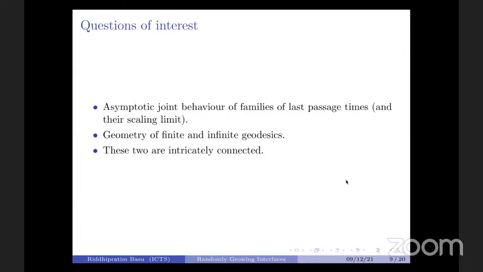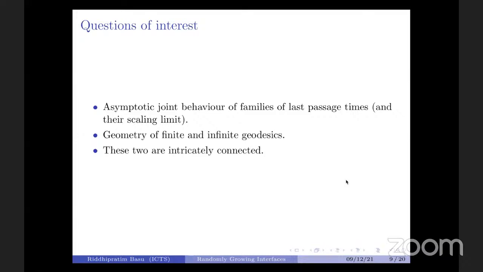So you want to understand the geometry of the geodesics connecting two points. Are there infinite geodesics? Are there bi-infinite geodesics? These are all questions of interest. And it turns out that these two types of questions, although they might seem a bit different at first glance, are actually very intricately connected. If you have some information about the passage time behavior, you can get some information about the geometry of the geodesics using that. And if you have some understanding of the geometry of the geodesics, you can feed that back into the study of the passage times and get some further refined information about the passage times.